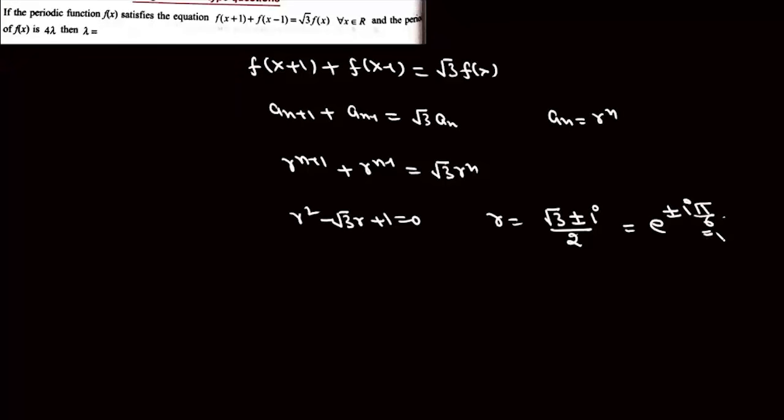So here this argument moves by pi by 6 per unit. So the period of this function will be 2 pi divided by pi by 6, which is 12. So again we can write 4 lambda equals 12, or the value of lambda equals 3. So in this case, the value of lambda is 3.